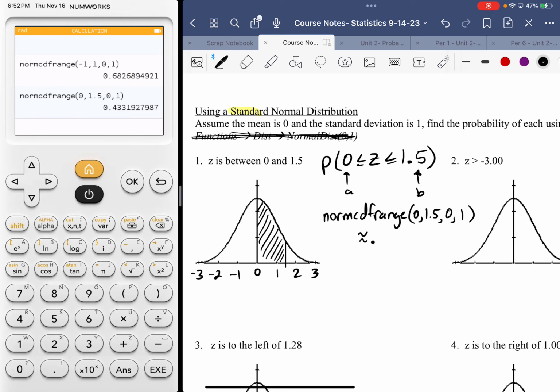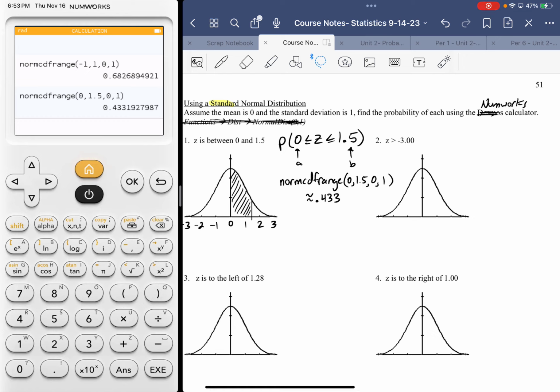So about 0.433 would be your area under the curve. Right? Does it look like I shaded exactly 43.3% of the curve? I have no idea. I know I shaded less than half, so I should have gotten an answer that's less than 0.5. I shaded a good amount of it, so I wouldn't expect it to be like 0.2 or anything like that. I expect it to be somewhere in the neighborhood of 0.5, but below it. 0.433 fits that, so we're pretty comfortable with this.